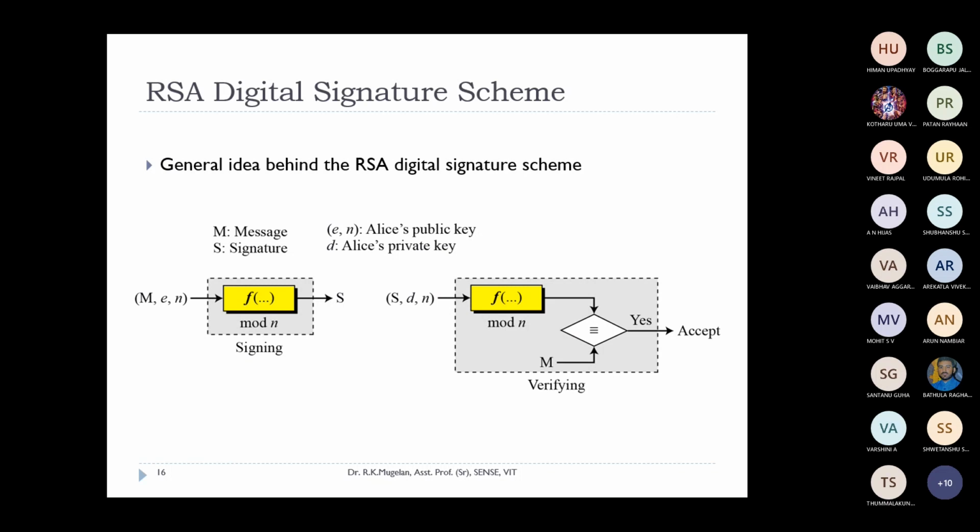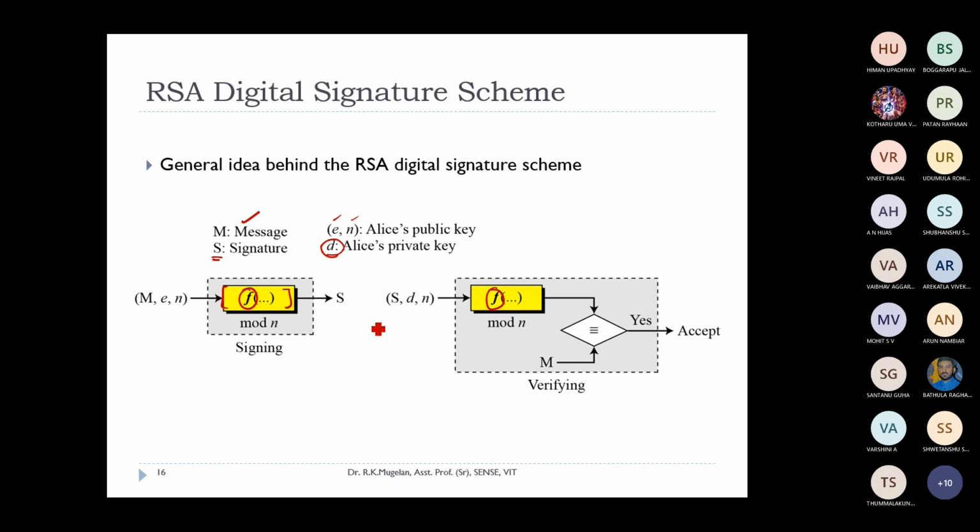This is a general outline of how the entire process in the RSA based digital signature scheme works. We have a message called M and the signature is S, and E comma N is the public key and D is the private key. The same notations are used in our RSA encryption system. And there's a function called F which will be used at signing. In the RSA digital signature scheme, the same function F is used for verification also. The only thing that varies is the input.